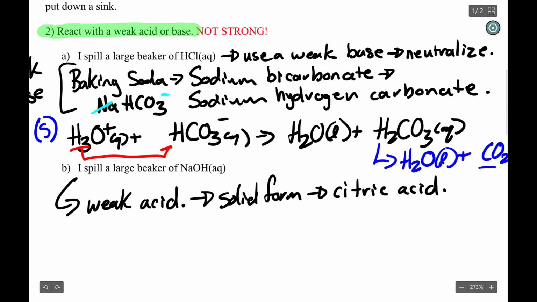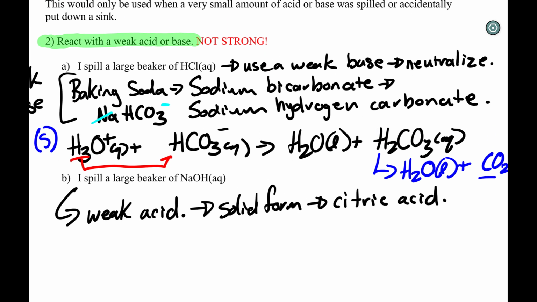So the key thing is, whenever we're really dealing with a spill, not just something poured down the sink, what we want to do is react the strong acid with a weak base. Probably the most common would be sodium bicarbonate or baking soda. And if I spill a strong base, I would want to use a weak acid to neutralize it. There's lots of options out there. I just pick citric acid because you can buy it as a solid and dump the solid right on top of the liquid base, and that would neutralize it.